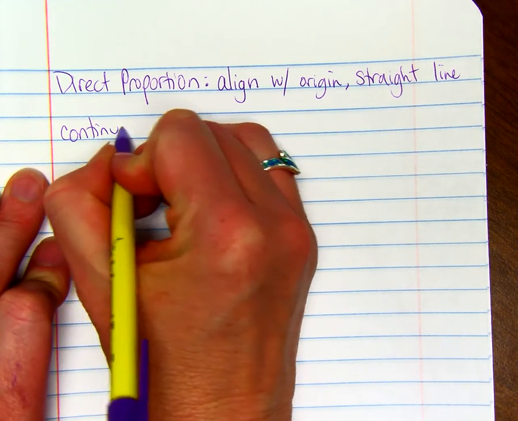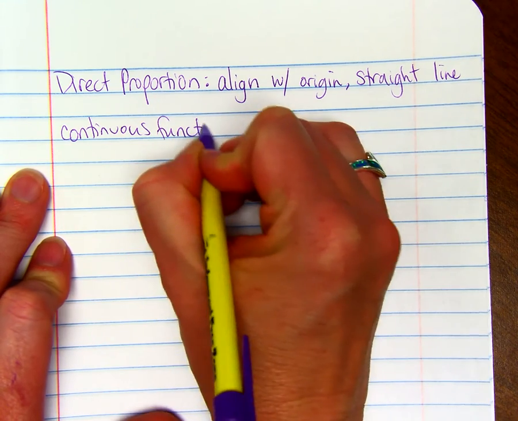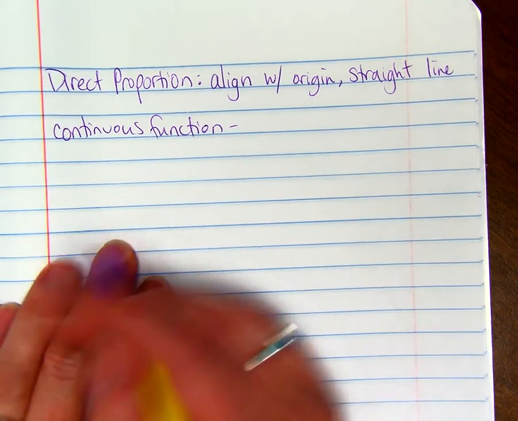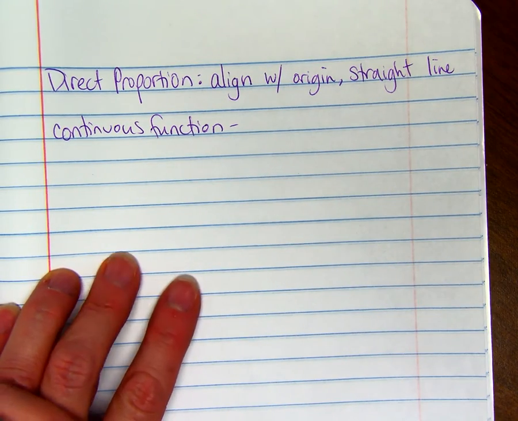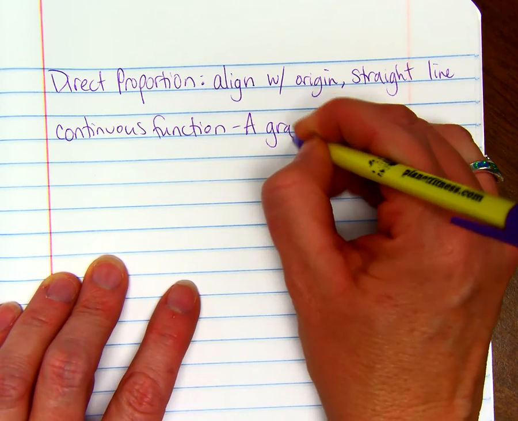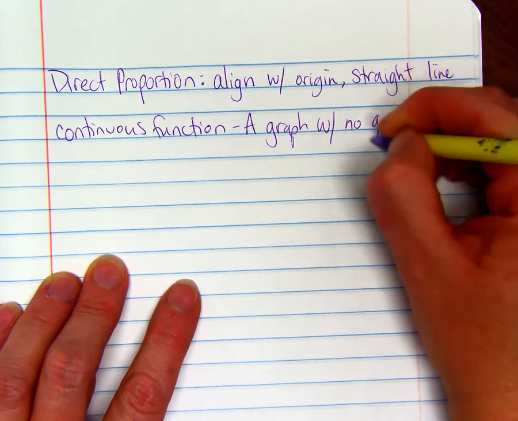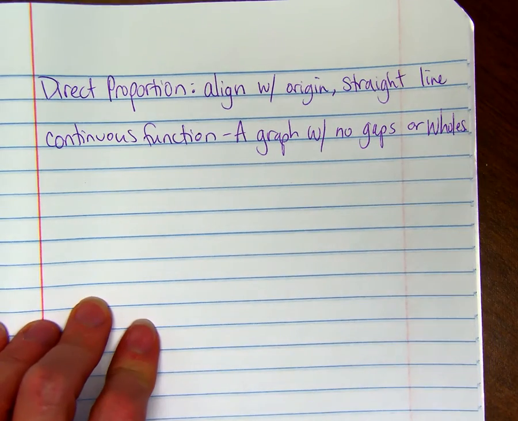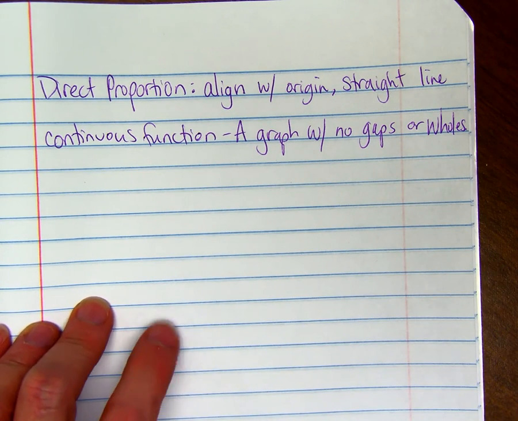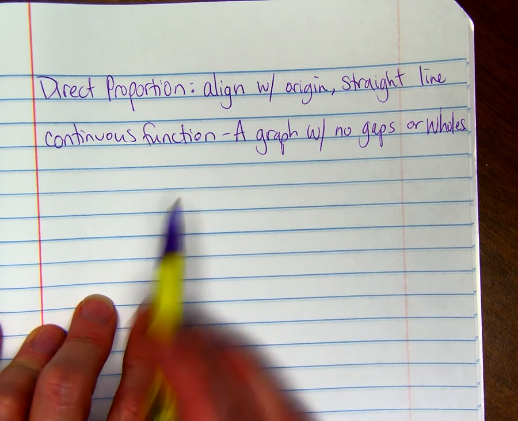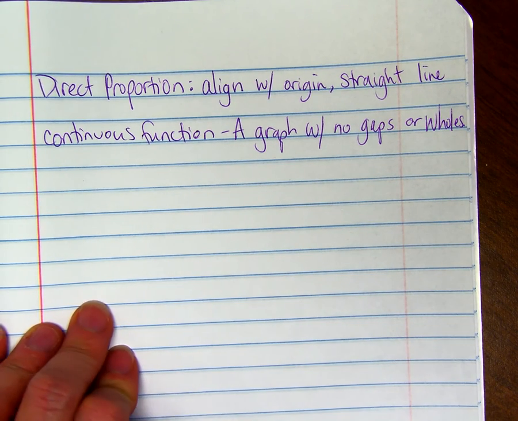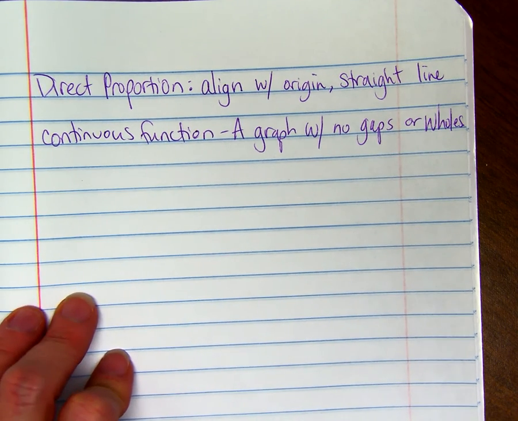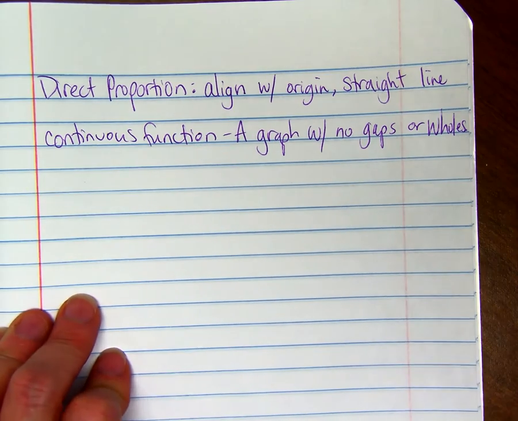A continuous function is a graph that has no gaps or holes. So if I can draw the graph without picking up my pencil or pen, then it is a continuous function. If I start drawing and I have to pick up my pencil or my pen at all, then it's discontinuous. It would not be continuous. And that's the end of the lesson.